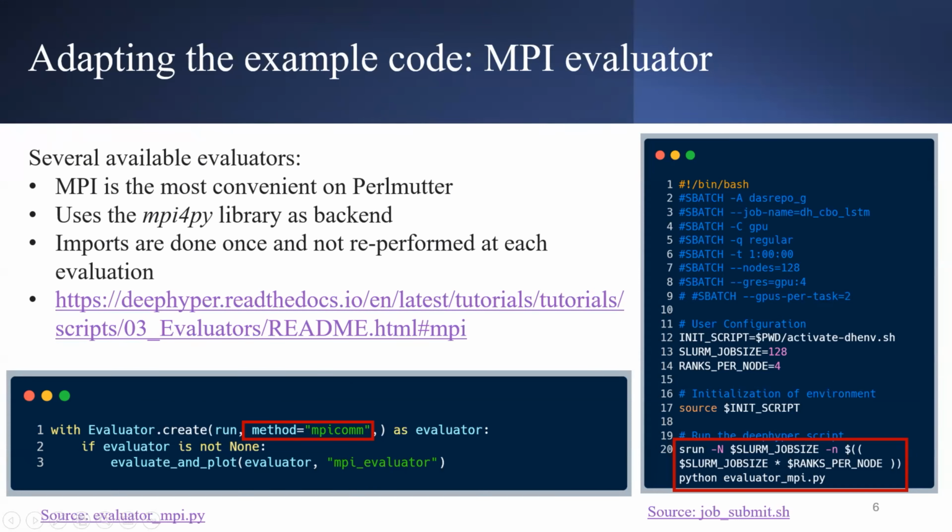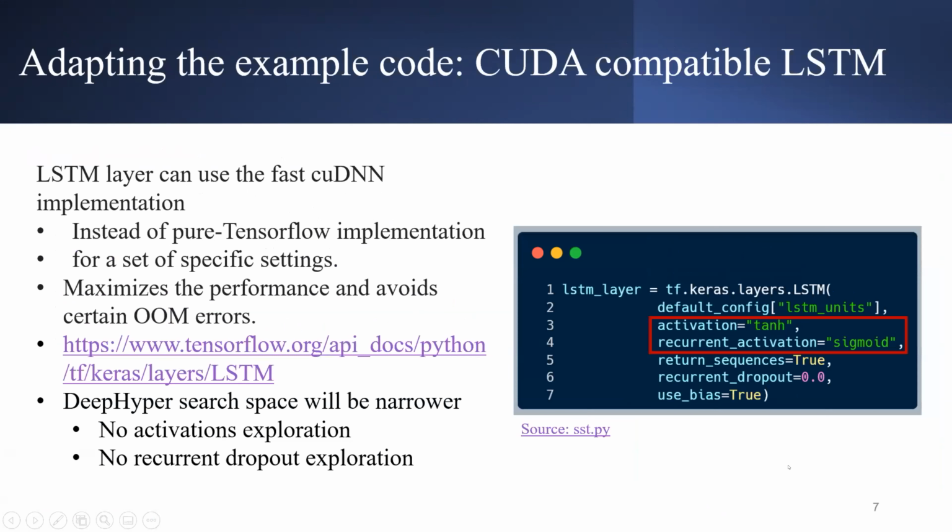I suppose the question earlier was whether you can submit new jobs for every worker, but that's not how it's done, at least in this implementation. You allocate n number of nodes and ranks per node, and you can run an individual worker per GPU. So you can go up to 4 workers on a single node on Perlmutter. And the submission script is right there.